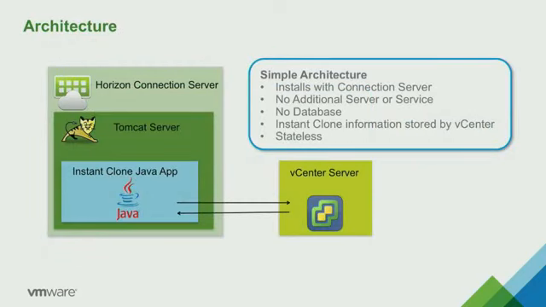Architecture-wise, if you're familiar with Horizon and Composer and linked clones, you need to add a database, you need to add another server. None of that is required with instant clones. There's no server, no additional database. Everything happens within the Horizon Connection Server, and it communicates with vCenter Server to manage the instant clone VMs.